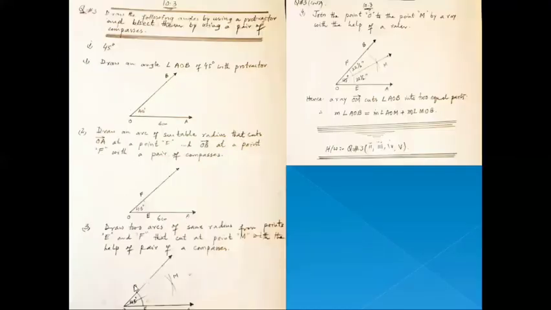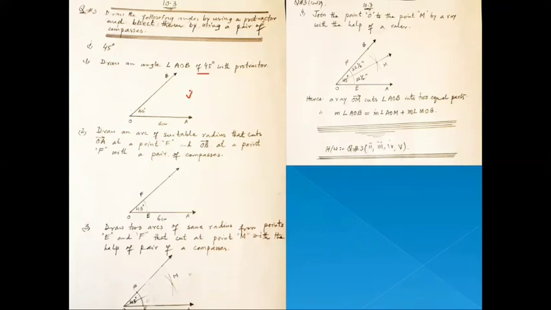Question number 3, draw the following angles by using a pair of compasses and protractor. The actual angle we are going to draw with a pair of compasses. Dear students, draw an angle AOB of 45 degrees with the protractor. Now this is the angle. Now we are going to take O as a center.